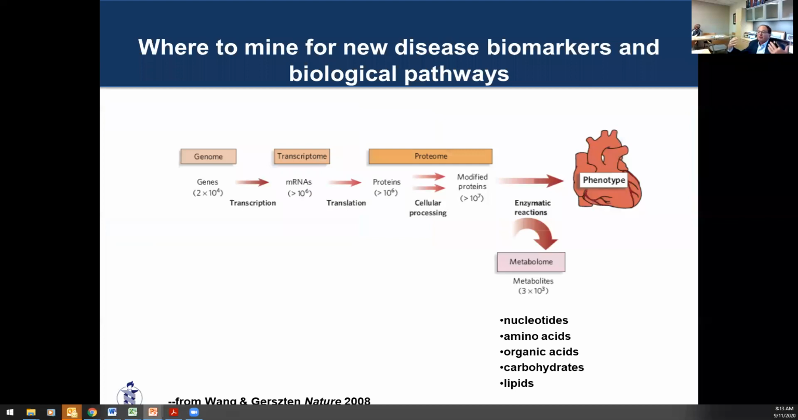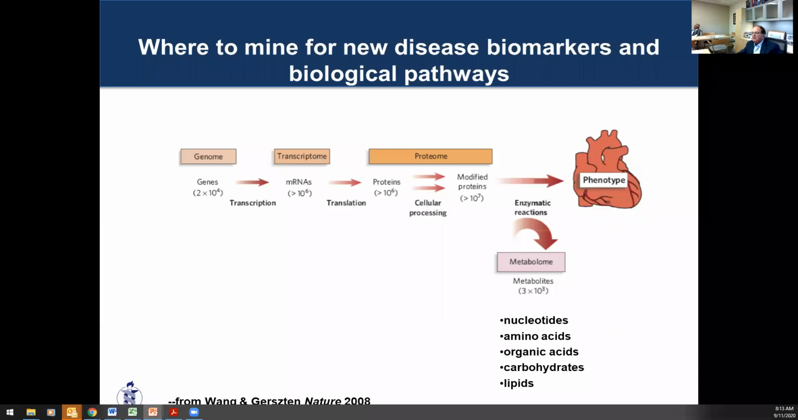But just by way of a reminder, the central dogma is starting to evolve. This is over 10 years ago when Tommy Wang and I were asked to write a piece for Nature on how we might mine for new disease biomarkers and biological pathways. We just highlighted that genes make transcripts, transcripts make proteins, and those proteins that are enzymes make metabolites. And we posited that this information over on this side of the slide is particularly close to any given phenotype.